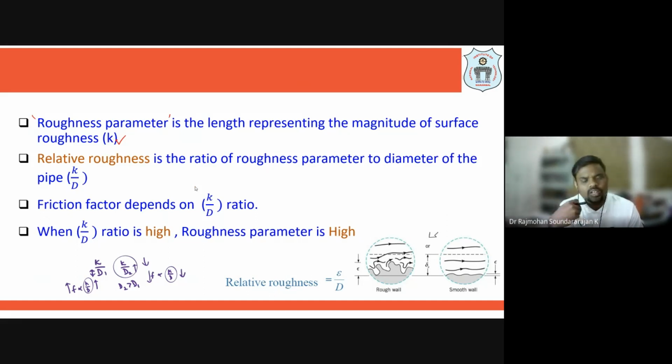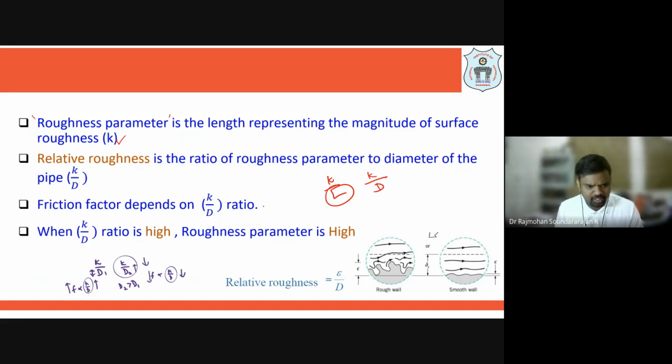Okay, then what is relative roughness? It is the ratio of your roughness to the diameter of the conduit. If it is a circular pipe, it is going to be the diameter. Otherwise, it can be any characteristic length. So in general, you should say K by L, where L is the characteristic length. For a pipe, the characteristic length is the diameter, so we say K by D. So we can say this friction factor depends upon the K by D ratio.